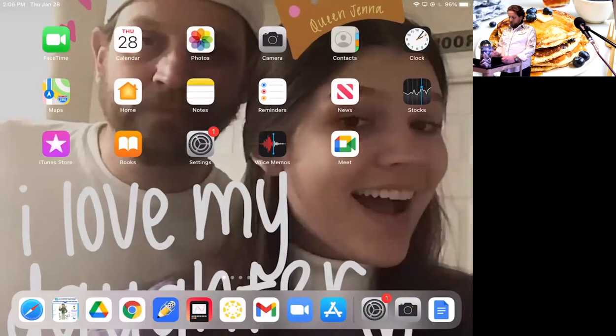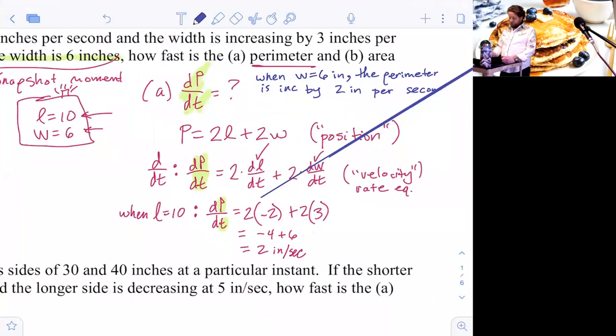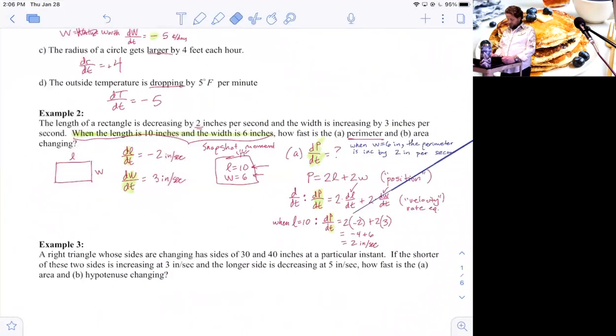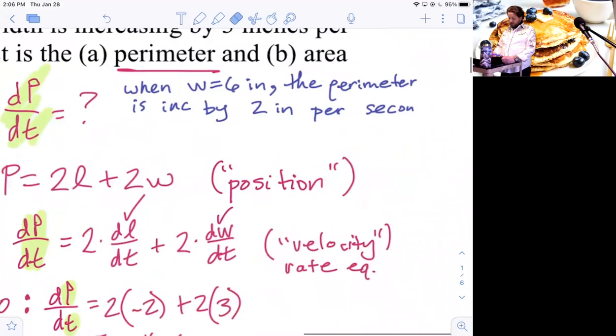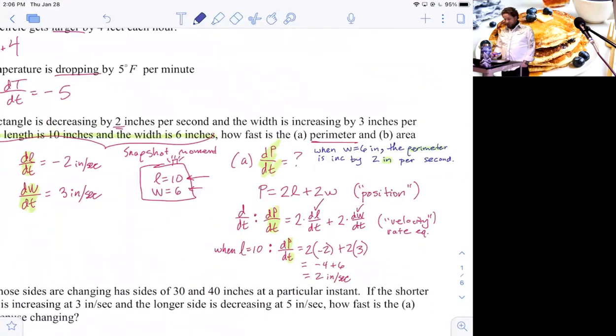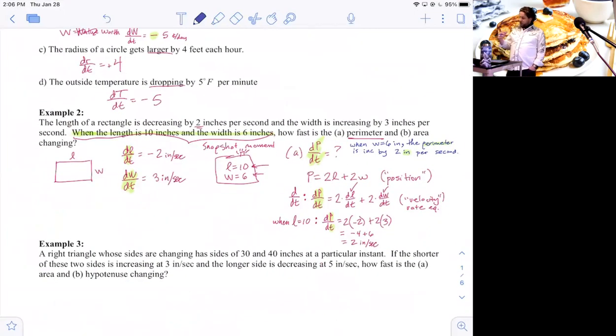All right. Remember, you have to answer it in units of perimeter, which is inches, and then per second. Okay, that's good to know. So one's getting smaller and the other's getting bigger, but at that particular moment, the perimeter is still getting bigger.